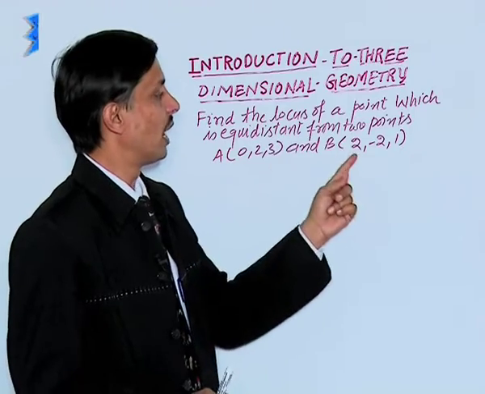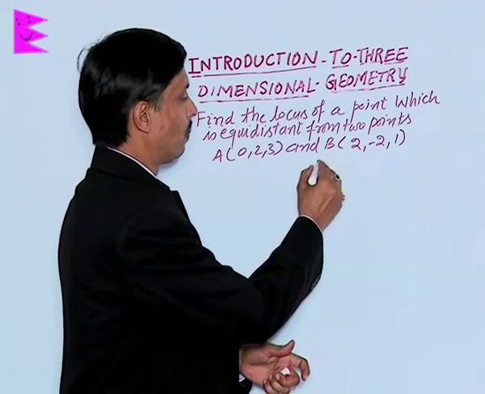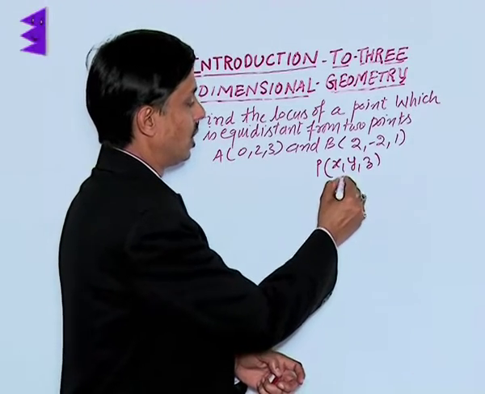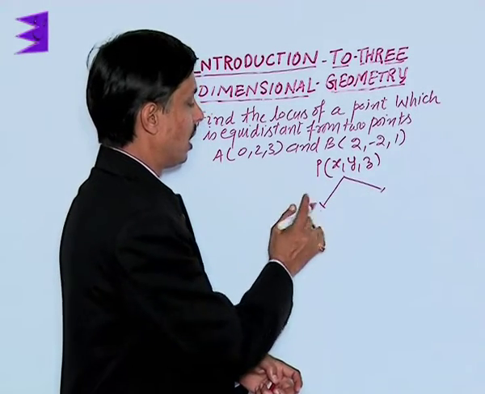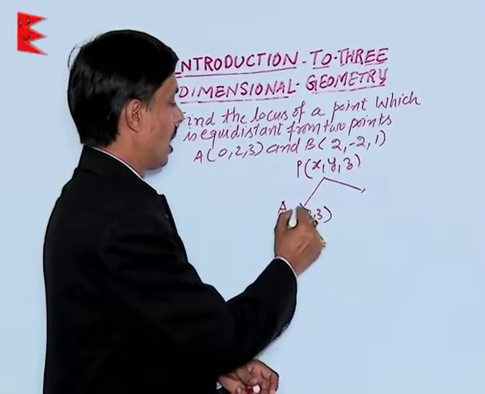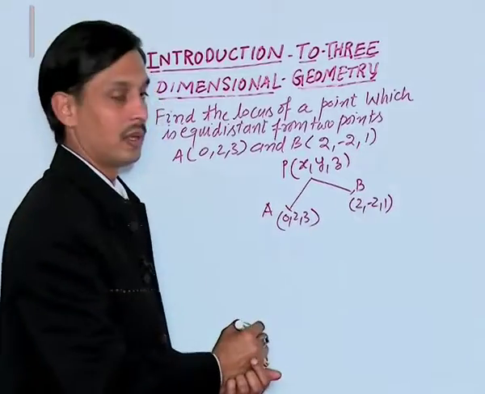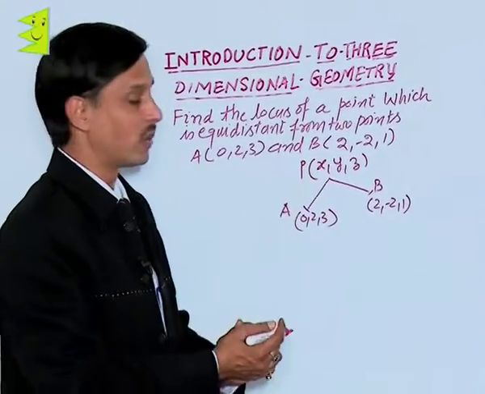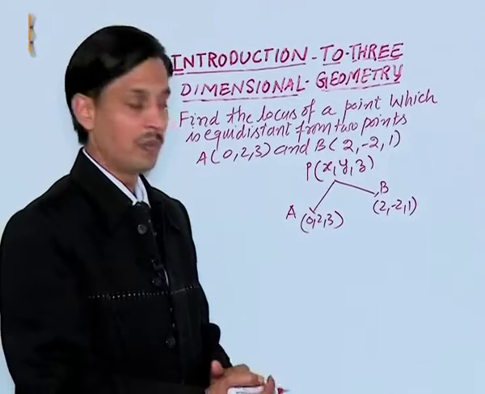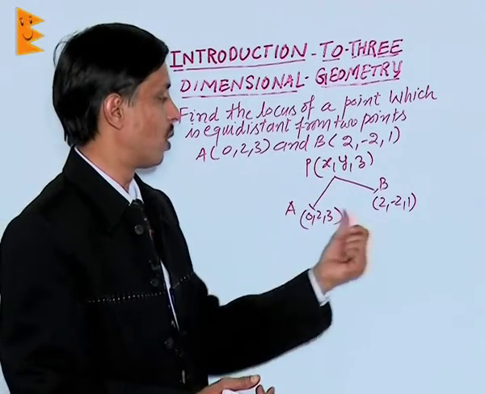0, 2, 3 and 2, minus 2, 1. Suppose there is a point P whose coordinates are x, y, z. These two points A and B are located like this: A is 0, 2, 3 and B is 2, minus 2, 1. P is any point x, y, z. A and B are the two fixed points. P is a point which remains always equidistant from A and B.